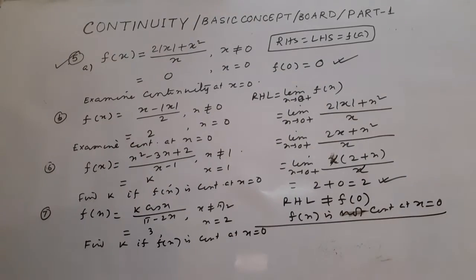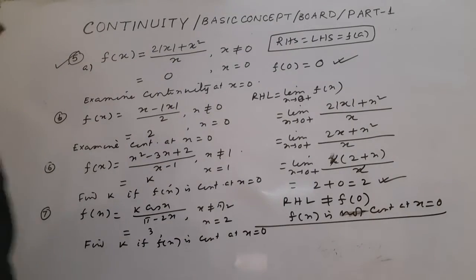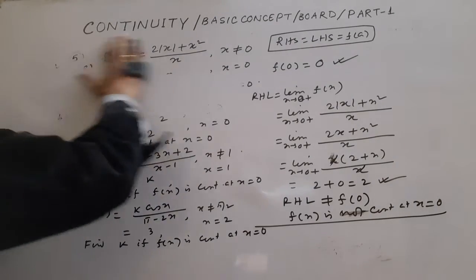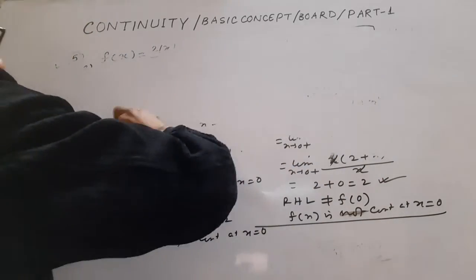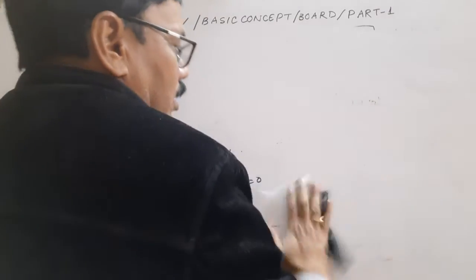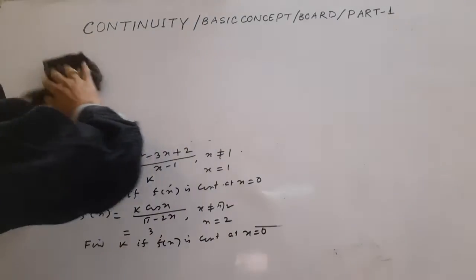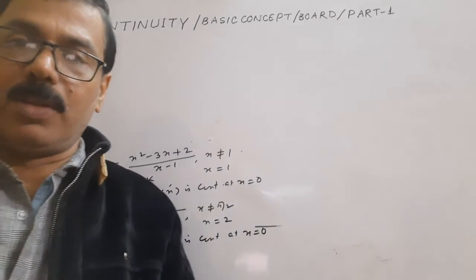So similarly, B is exactly the same. Now consider 6 and 7. Look, they are of the same type. They are 1 mark problems or 2 mark problems. So today we are considering only the basic ones. So problems of both.